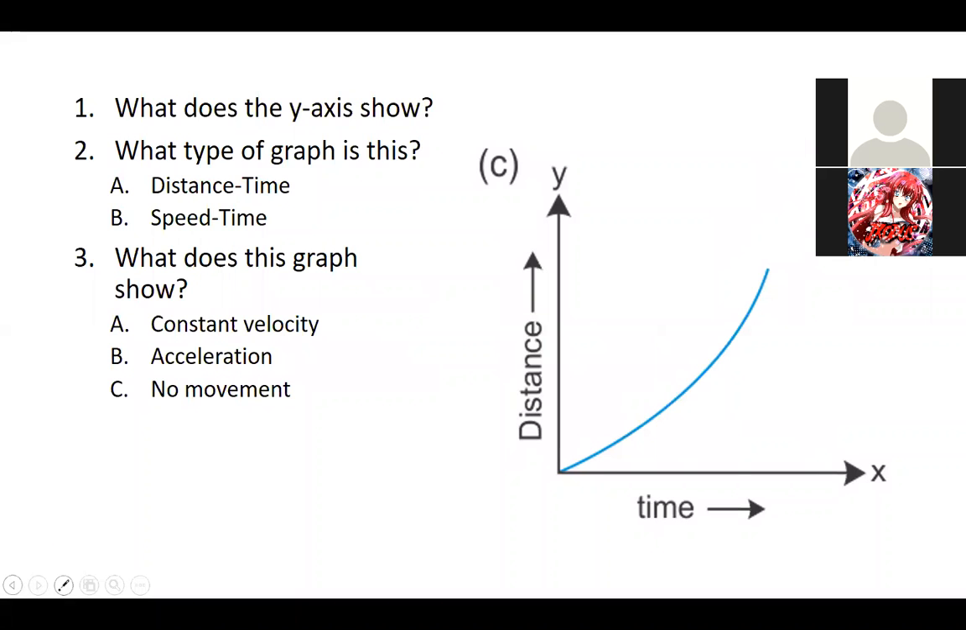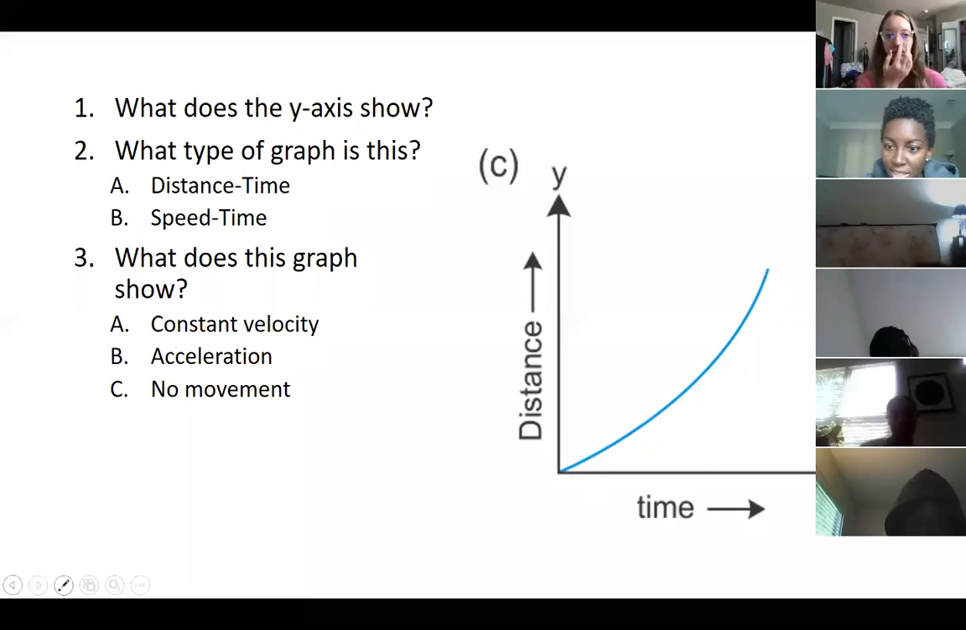All right. Y-axis, Glory, what do you think? Y-axis, what's it showing? Distance. Distance, very nice. And then Aurelia, what type of graph is this? Distance and time. Distance and time, very nice. And then what does this graph show? Anybody want to take a guess? Anybody?